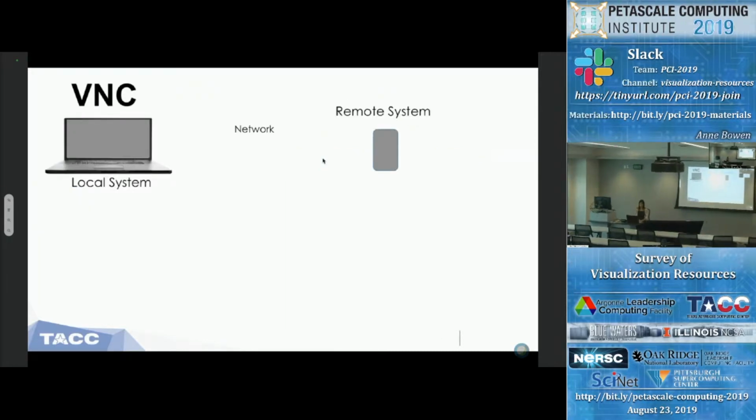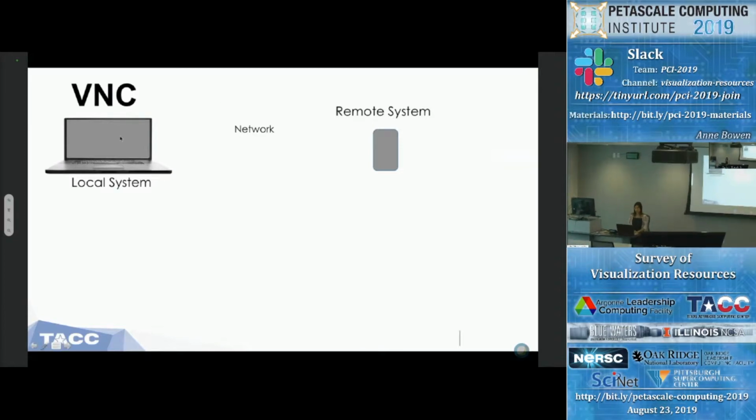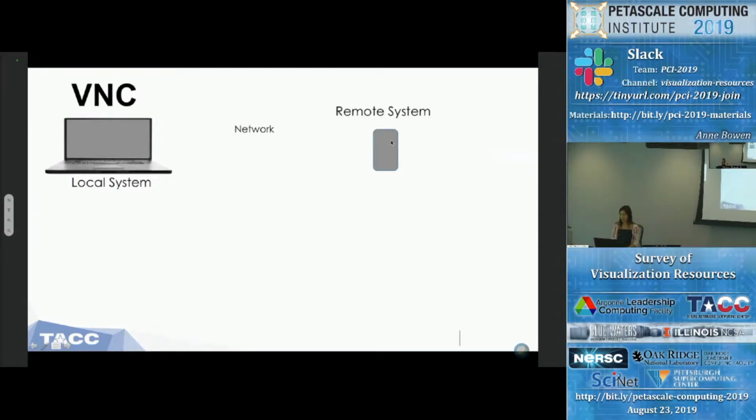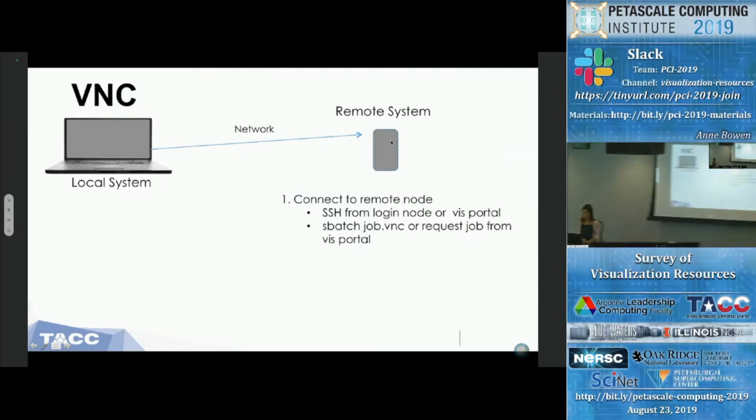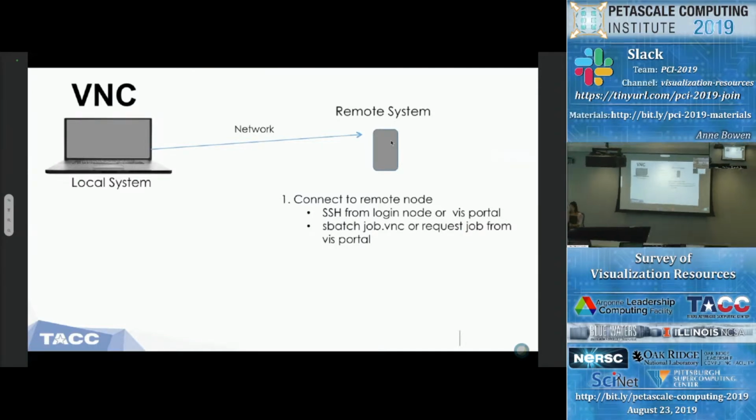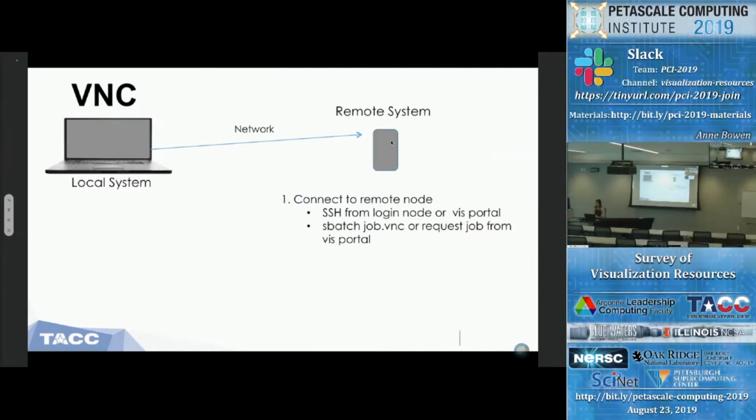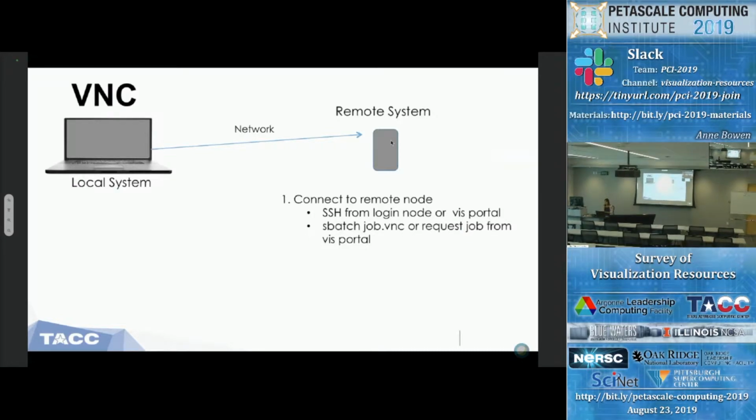So just an overview really quickly of what we're doing. We have our local system and then our remote system. We want to connect to the remote system, whether by SSHing to Stampede2, say, or via the Viz portal. The Viz portal takes care of that for you. You log into the Viz portal and then you can request a job from there. But if you're from an SSH terminal, then you're going to submit a Slurm job for the job.vnc to start a VNC session.